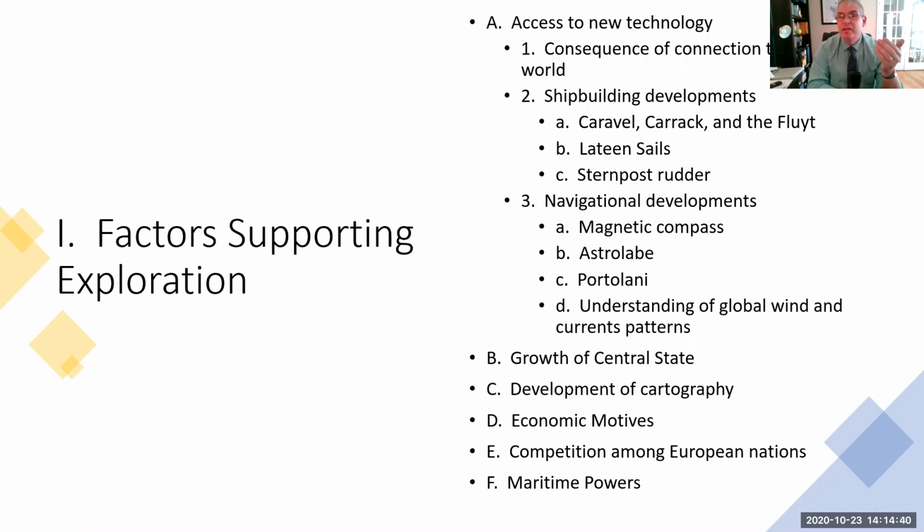And it gets adopted eventually by the Europeans. The magnetic compass obviously allows people to determine north and south. And if you are able to determine your direction, then you're able to create a route that you can follow.